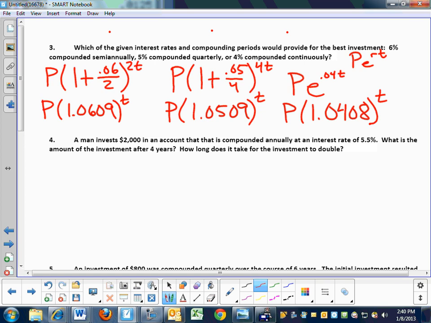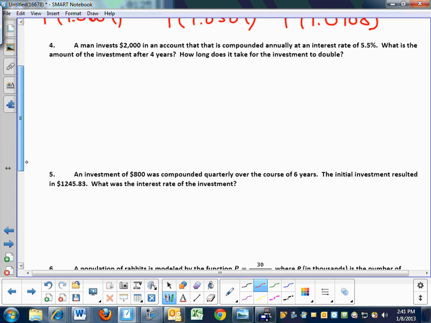So you can see that 1.06 is the biggest number, so that's going to grow at the best rate for us. So even though you might be attracted to this compounding continuously, it's not necessarily the best investment. So that's why it pays to know your math and work everything out. Okay? All right. These other three go by pretty quick.